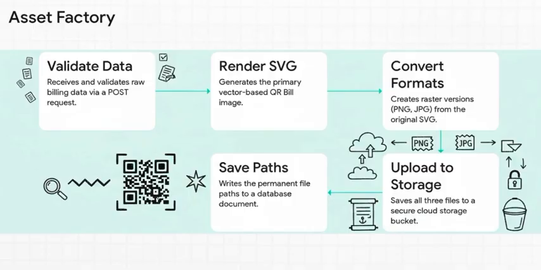Then, it renders the master asset, a perfect scalable vector SVG. From that original, it creates the other versions, like a PNG and a JPG. All three files get uploaded to a private, secure cloud storage bucket. And now for the most critical step of all, it saves the permanent, unchanging file paths, not URLs, but the paths, to a database record.